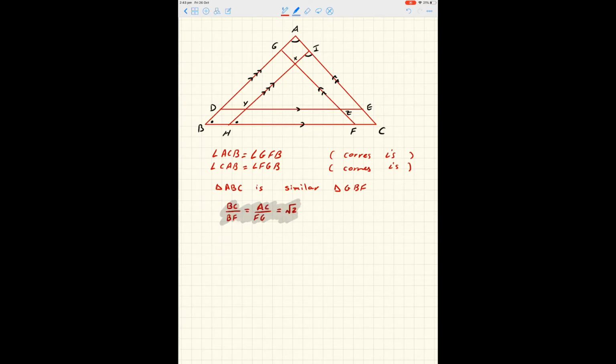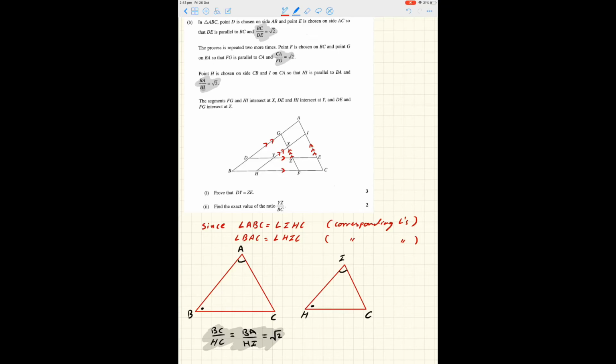So far, let's see. Did I mention the... No, I didn't. So I better write this here as well, that these two triangles are similar as well in the first part. Sorry, I'm running a bit out of room here. But triangle ABC is similar to triangle IHC. So I should have said that before. And based on that, that's why we have these ratios equal to the square root of 2.